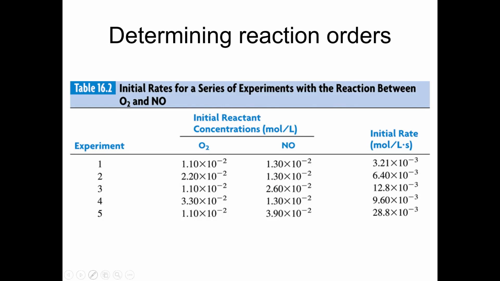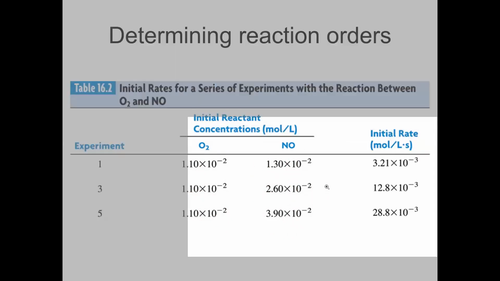Let me pull up a highlighter here. Experiment 4 also has the same concentration for the nitrogen monoxide. And so we could look at that too. But what I want to do is look at how the nitrogen monoxide changes and oxygen stays the same. So we are just going to look at experiments 1, 3, and 5. And so we can see oxygen is staying the same, and we will focus our attention on the nitrogen monoxide.